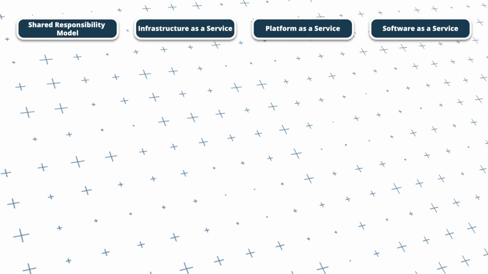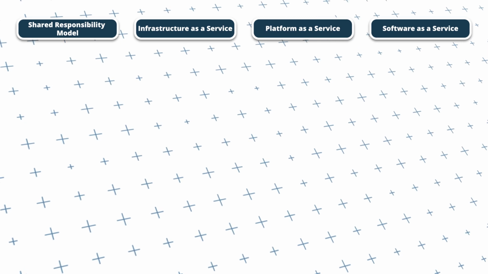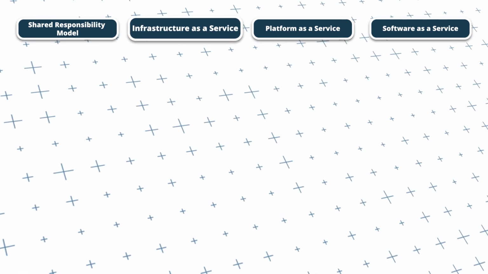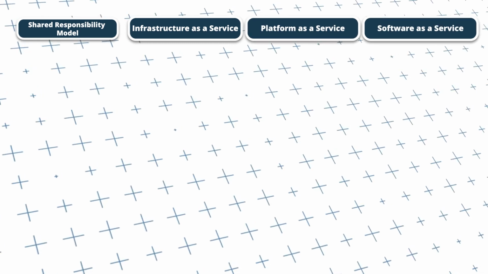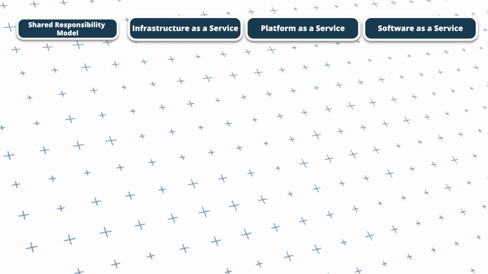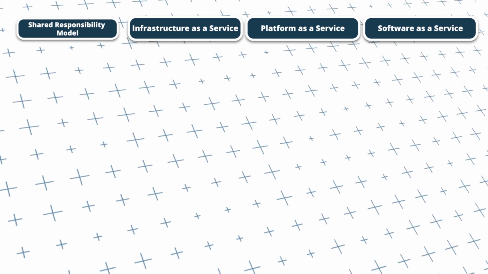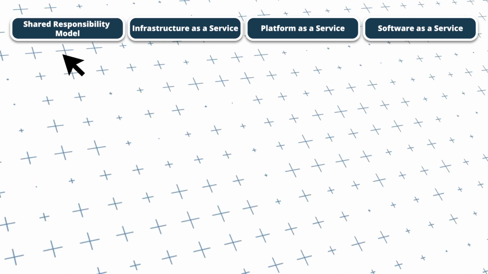So as I've alluded to already, there are three models of cloud services. IaaS, which stands for Infrastructure as a Service, PaaS, which stands for Platform as a Service, and SaaS, which stands for Software as a Service. I'll explain each of these models in this video, but first, let's start with the shared responsibility model.